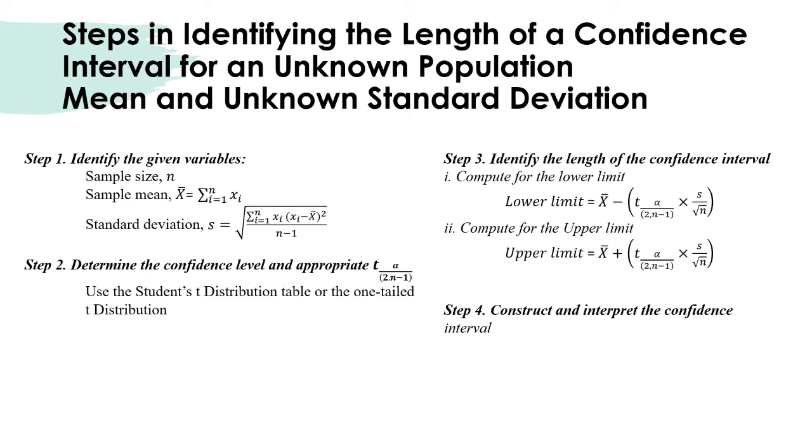First, we will compute for the lower limit, having a formula of x bar minus the quantity of t sub alpha all over the quantity of 2 and n minus 1 multiplied to s all over square root of n. Second is compute for the upper limit, having a formula of x bar plus the quantity of t sub alpha all over the quantity of 2 and n minus 1 multiplied to s all over square root of n. Step 4. Construct and interpret the confidence interval.